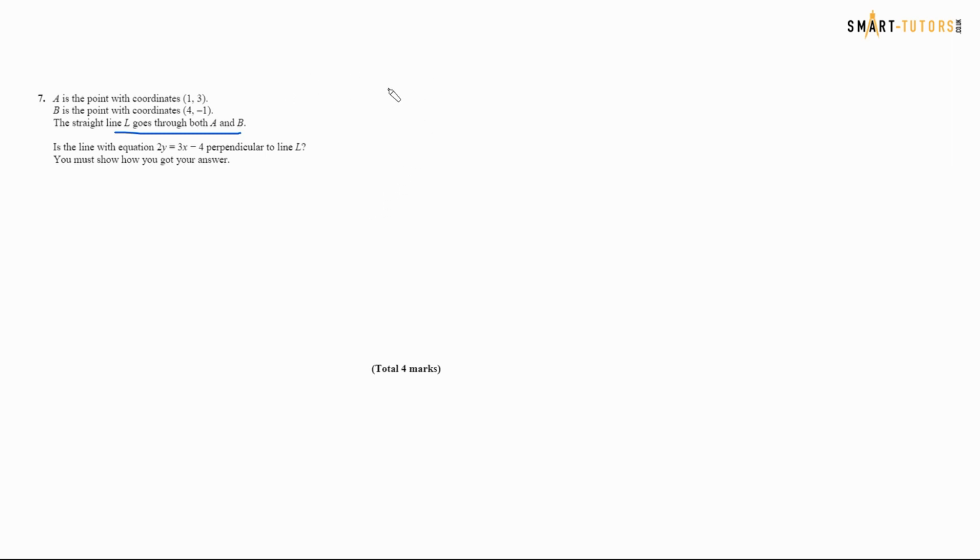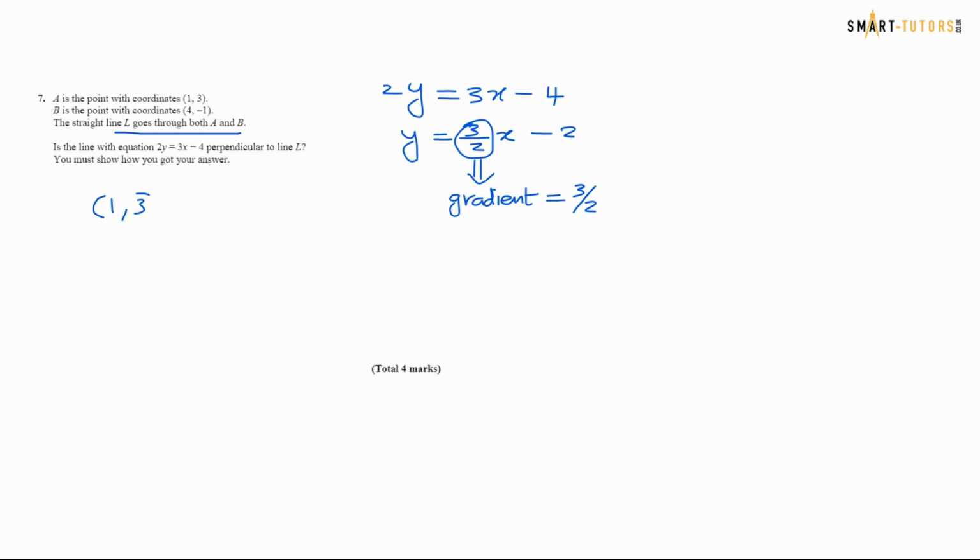So first of all, the equation 2y equal 3x minus 4. If you divide everything by 2, y equal 3 by 2x minus 2. The coefficient of the x is 3 over 2. That is the gradient of this line. So the gradient of this line is 3 over 2. Now I'm going to use 1, 3 and 4, -1. 2 points are given, which are A and B.